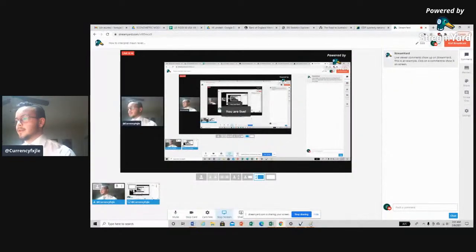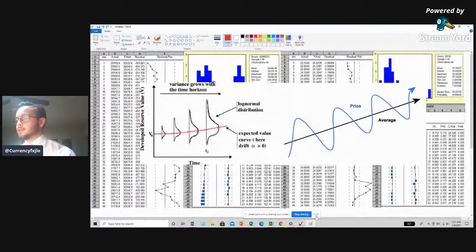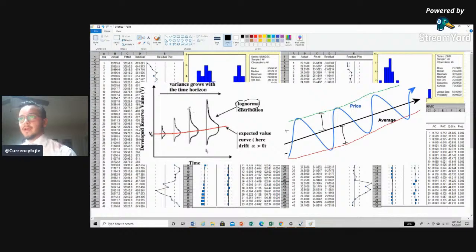This is Currency FX GLE, and we are going to talk about how to interpret a mean reversion time series. First, we have to consider that during a mean reversion process, we are going to have two boundaries. One is going to be the positive and the negative sides, and they describe how far the price deviates from the mean value.